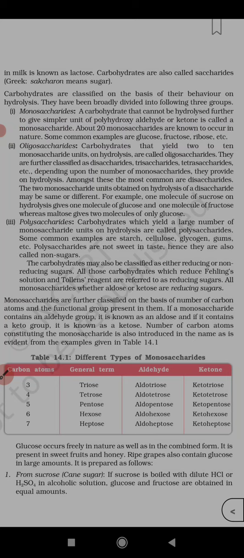So what is the positive test? A bright silver mirror is produced with the formation of silver metal. The aldehydes are oxidized to the carboxylate anion. This reaction occurs in alkaline medium.